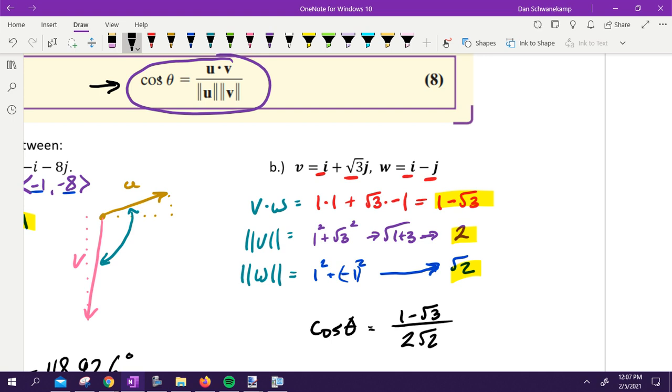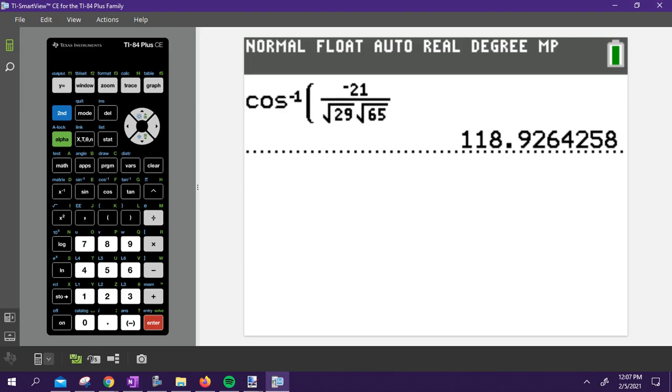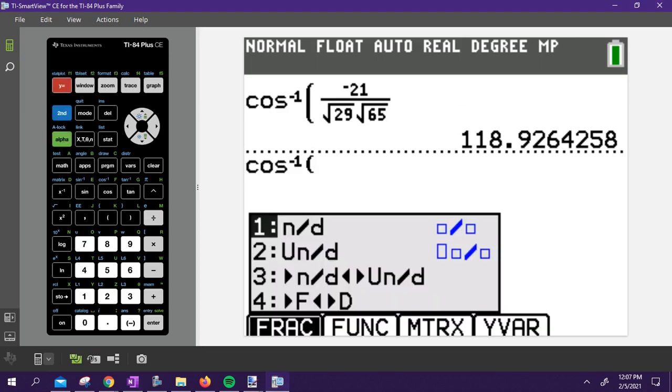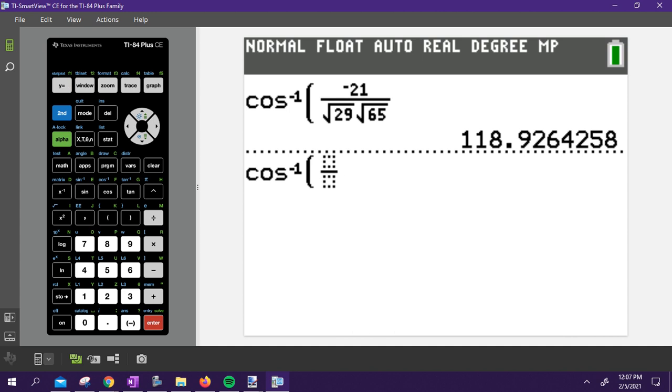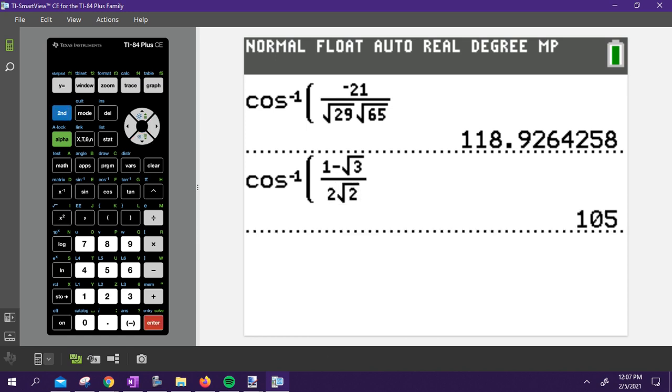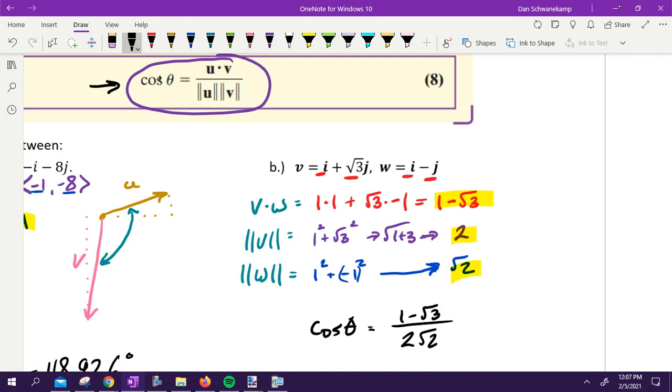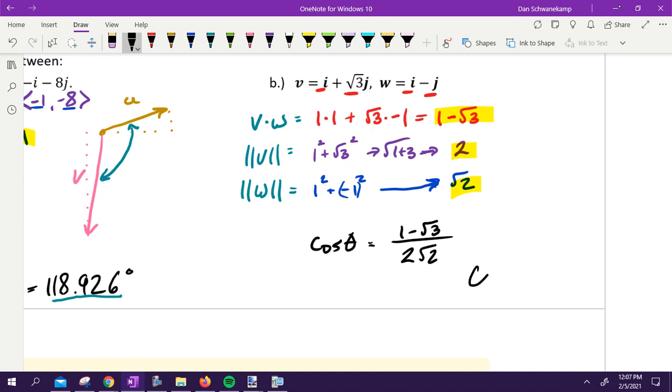How do I get rid of the cosine? Inverse cosine. So in my calculator, I'm going second cosine. Alpha F1. I'm using my fraction button. On top, I'm typing in 1 minus radical 3. And on bottom, I'm typing in 2 root 2. I hit enter. Boom. 105 degrees. Okay. 105 degrees. That is my value here. That's what theta is.